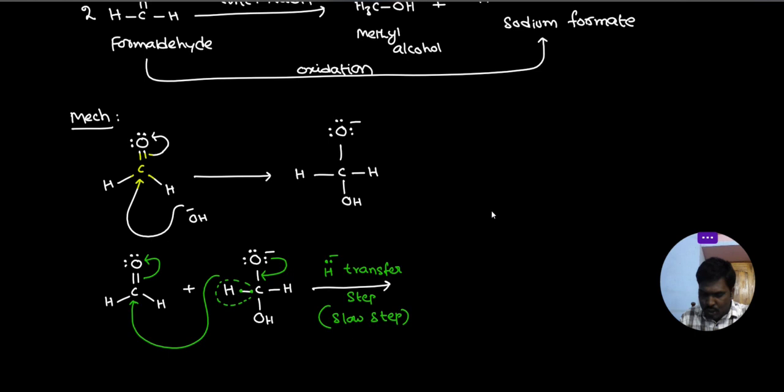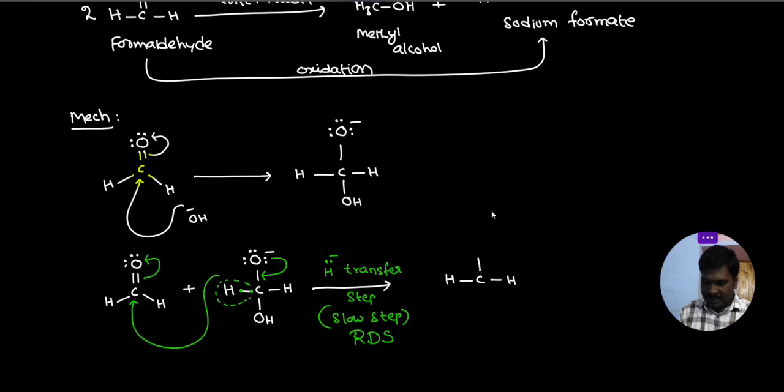You know, the slow step is called the rate determining step. Understood? Because of pi bond making, sigma bond breaking, again sigma bond making, pi bond breaking, it proceeds slowly. So it is the slow step. That's why it is called the rate determining step.